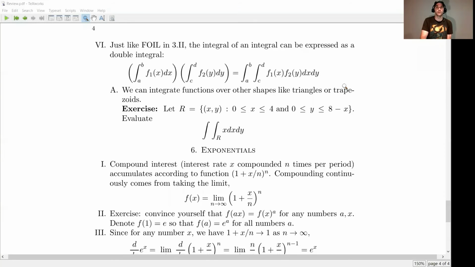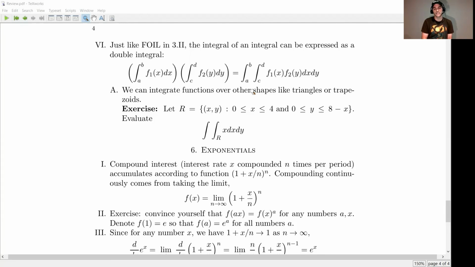Just as we did with FOIL in section 3, we generalized it to a product of sums of several terms. We can translate that over to integrals, which shouldn't be too surprising because the integral sign is meant to look like an S. It stands for sum. It says the product of two integrals is equal to the double integral of the product. And that is going to be over this region as x ranges from a to b and y from c to d. That region is a rectangle in the xy plane.